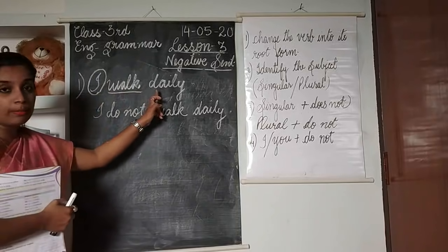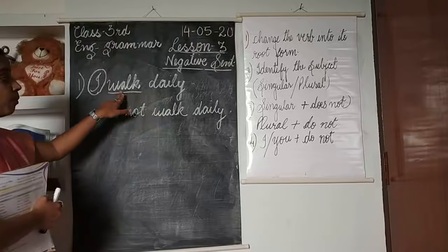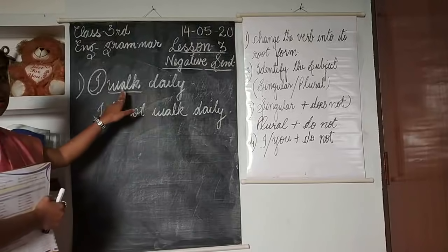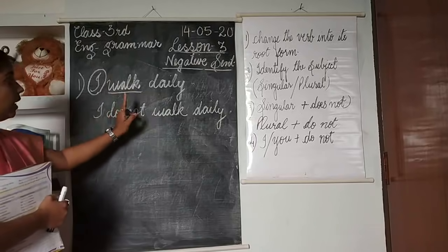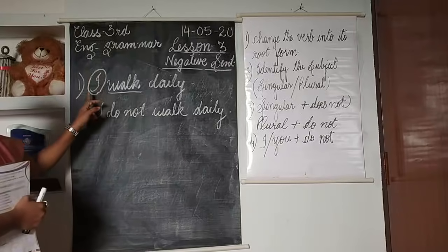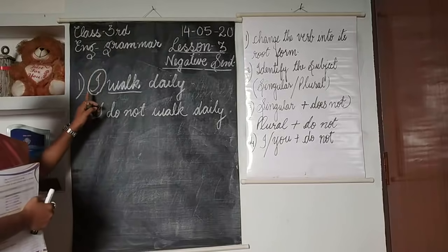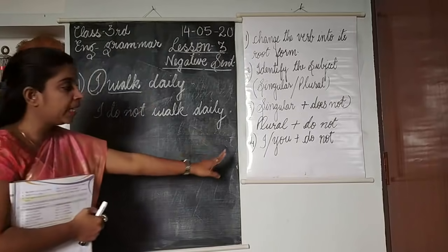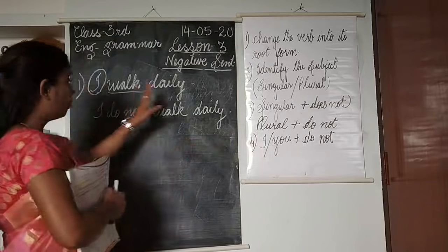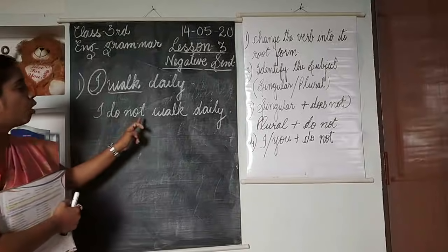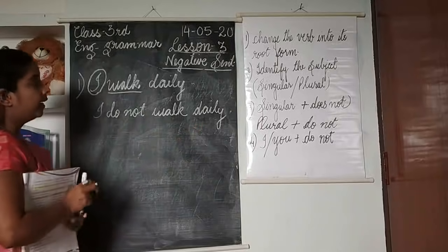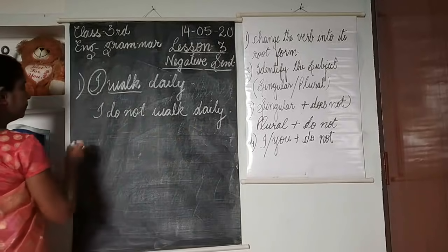See, a helping verb is not present here and the base form of the verb is used. So the sentence is in simple present tense, and then we identify the subject. The subject is singular, but it is I, and I told you that with I and you we will add do not. We are not going to add does not here. So what will be the negative? I do not walk daily. Okay, let's see another example.